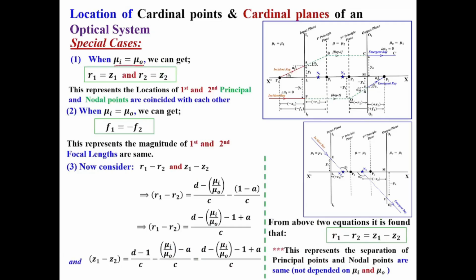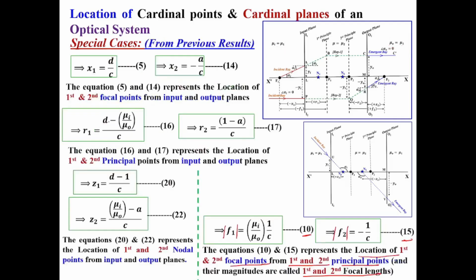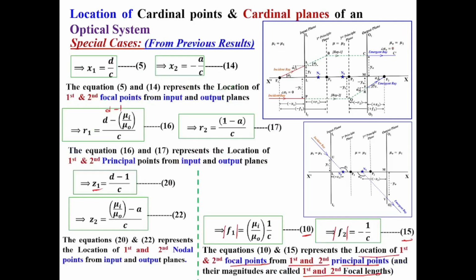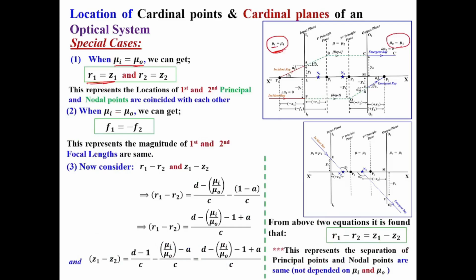When mu I equals mu o, that means the input side refractive index and the output side refractive index are the same. Then we get the following results. Here r1 will be equal to d minus 1 by c, z1 equals d minus 1 by c, so r1 equals z1. Similarly, r2 is 1 minus a by c, and z2, if mu1 equals mu2, is also 1 minus a by c. That means r2 equals z2.